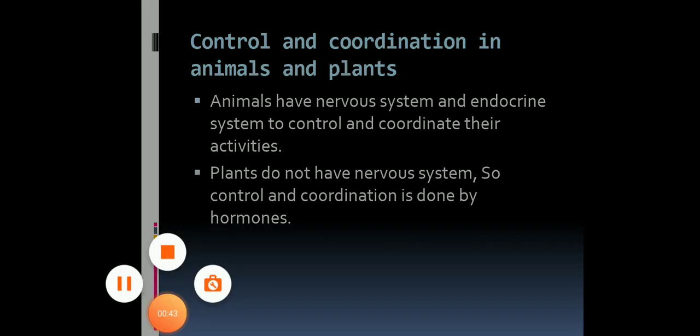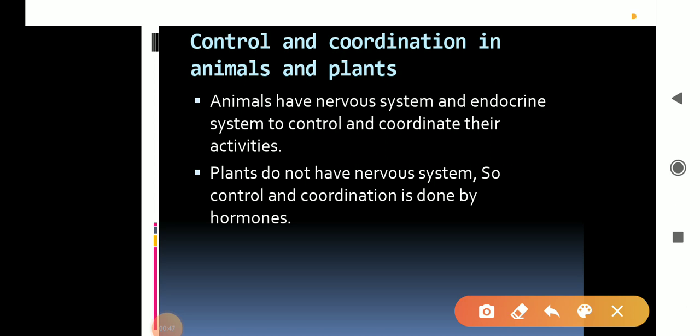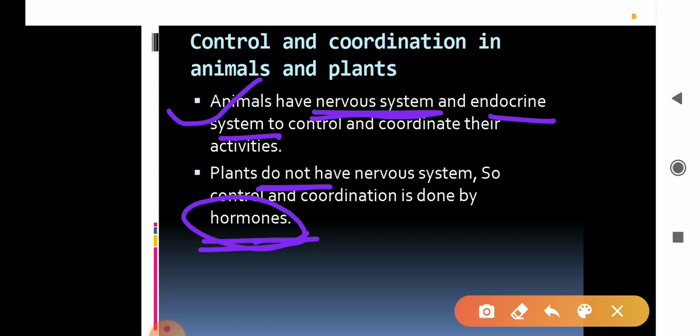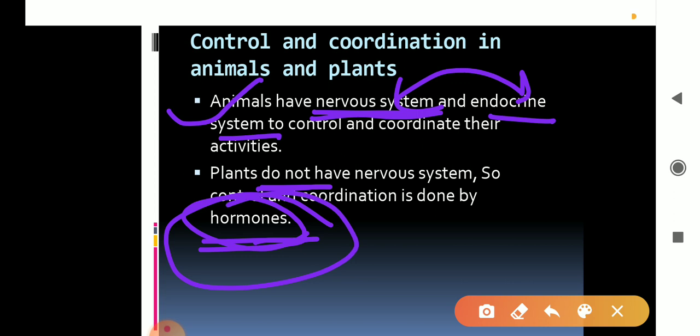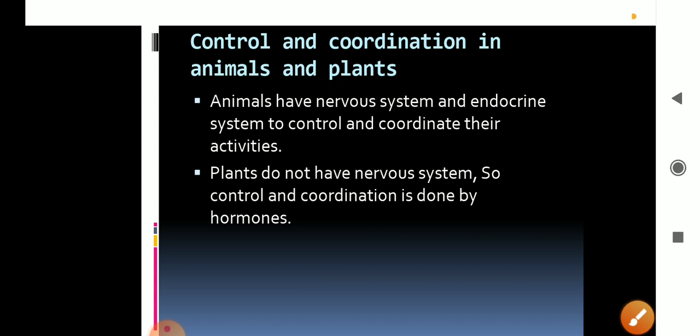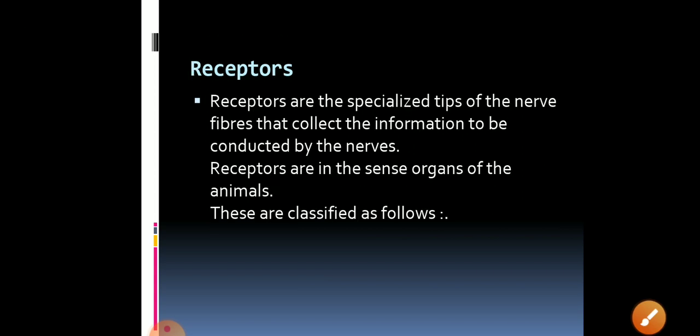Okay. Now next is control and coordination in animals and plants. Plants do not have the nervous system. Whereas animals have the nervous system and the endocrine system to control and coordinate their activities. Because plants do not have the nervous system, the coordination is done only by hormones. And in animals, the nervous system plus the endocrine system both are responsible. And in plants, only the endocrine system, or we can say the hormonal system, is responsible for the coordination and control of all the activities.